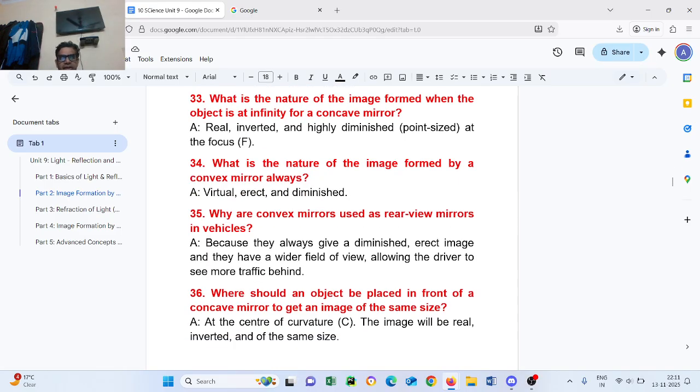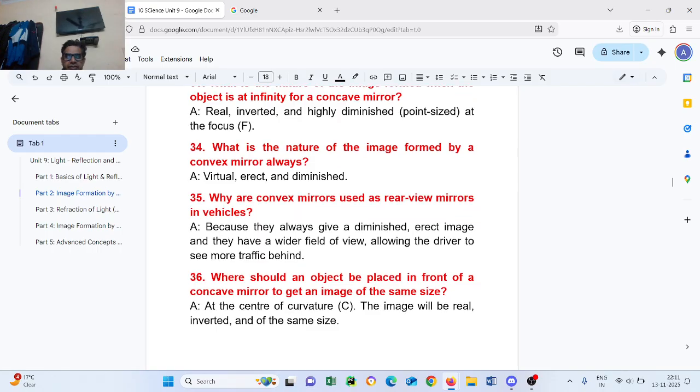Question number 36. Where should the object be placed in front of a concave mirror to get an image of the same size? At the center of curvature. The image will be real, inverted, and of the same size.